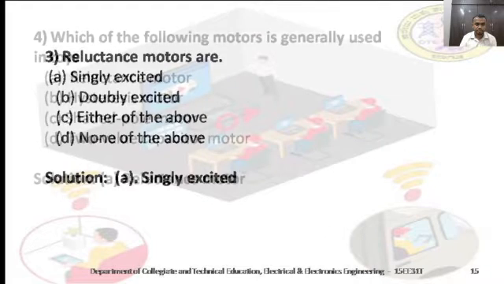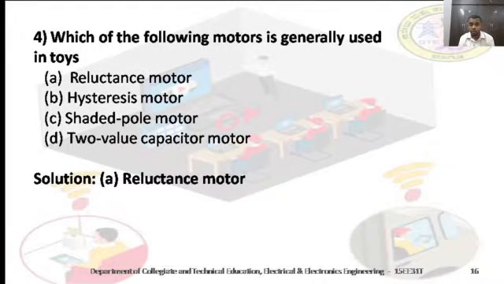The next one. Which of the following motor is generally used in toys? The cars will be using the remote control cars, and the helicopters, the toys, or the clapping devices everywhere. The constant speed it has to run. When you press any button, it has to move at constant speed. So here we are going to use a reluctance motor, not the hysteresis, not the shaded pole, not the two value capacitor motor. The only thing we are using is a reluctance motor.